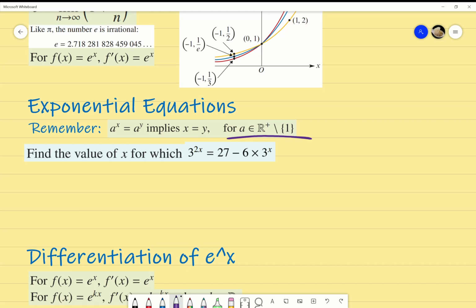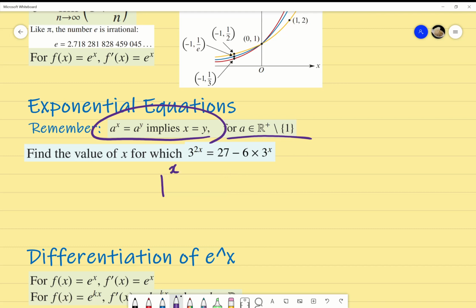Why can't a be 1 in this situation? Why does this rule not hold up if a equals 1? Well, if we think about it with a specific example, 1 to the power of x and 1 to the power of y don't mean the same thing. It doesn't mean that x equals y, because x could be 3 and y could be 2. Of course, the numbers are different, x and y will be different, but in this situation, that does work. 1 to the power of 3 is the same as 1 to the power of 2. So this rule only applies when a does not equal 1.